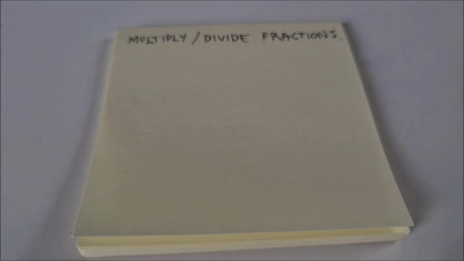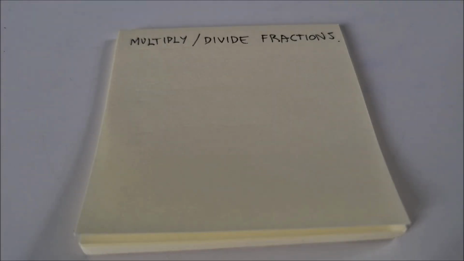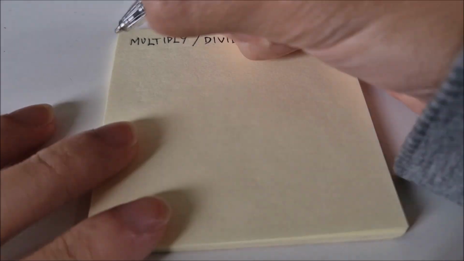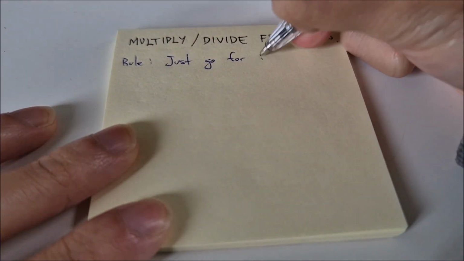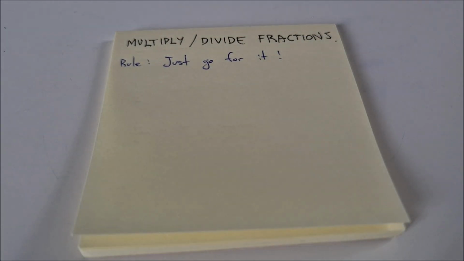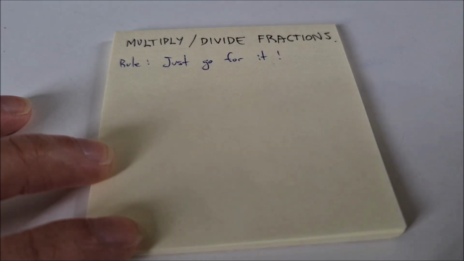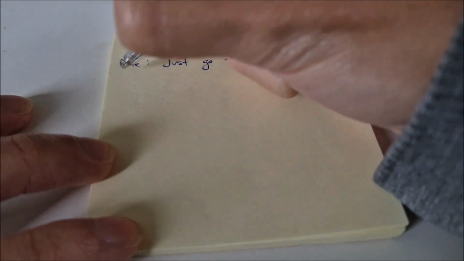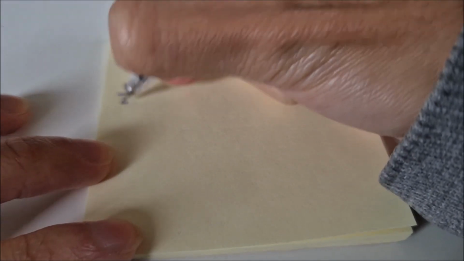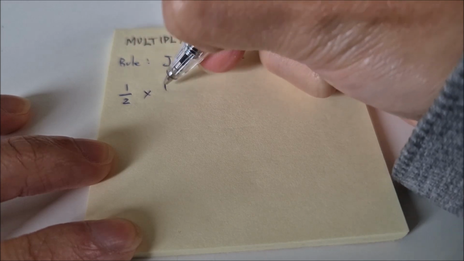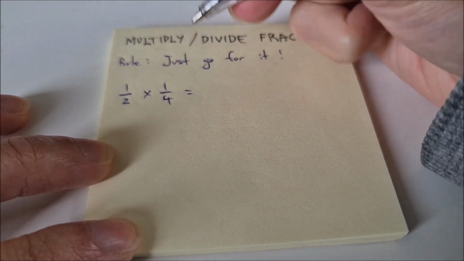Alright, now we're going to go through how multiplication and division of fractions works. This is easier than adding and subtracting because we can simply just go for it. So we don't care if the denominators are the same. So for example, say we have a half times a quarter this time.